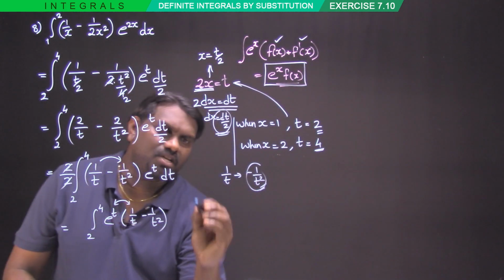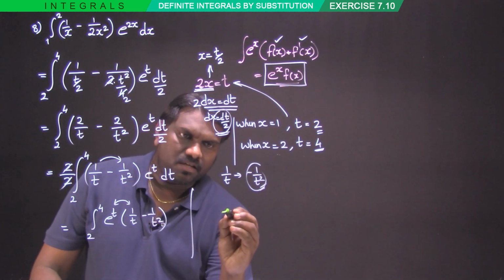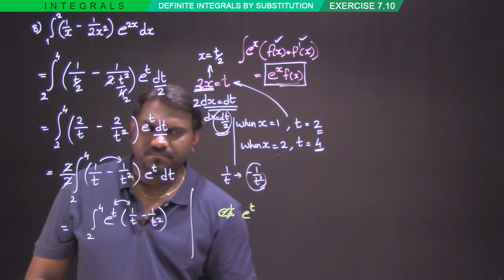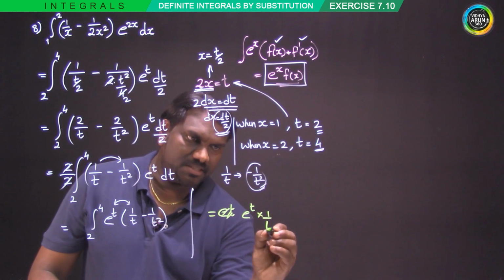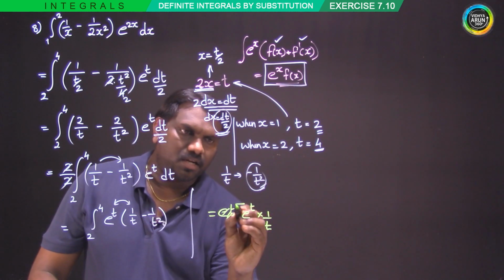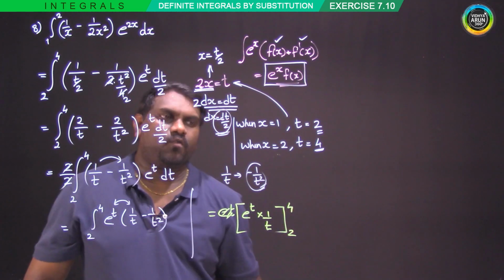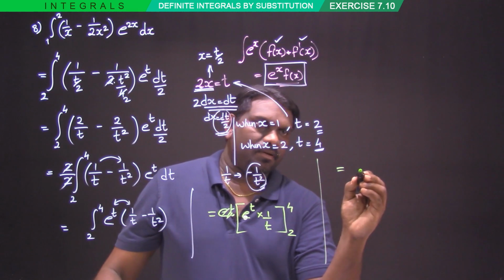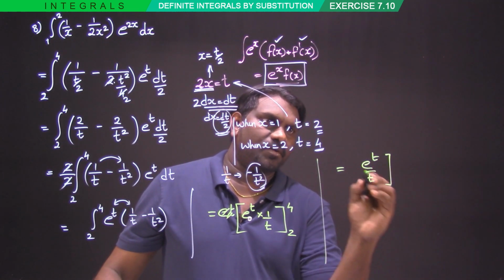So what I can write straightforward is e raised to t, then into your 1 by t. That is what we get on integrating. Then your limits are 2 and 4. So with that, what we get here is e^t by t.